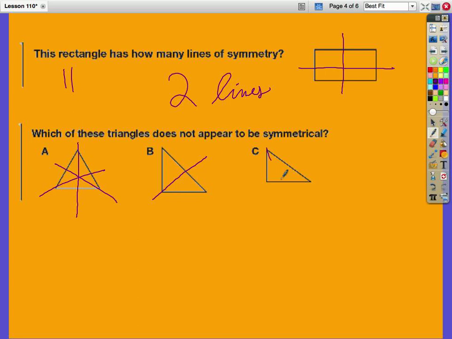Well, let's check. If I go here, doesn't work. Here, doesn't work. Here, okay, it's close, but notice how this one's a little longer than the other one. If you look, that doesn't completely fold over and line up. Therefore, which one's not symmetrical? That's going to be C. C does not work.